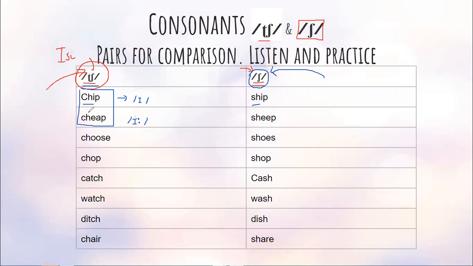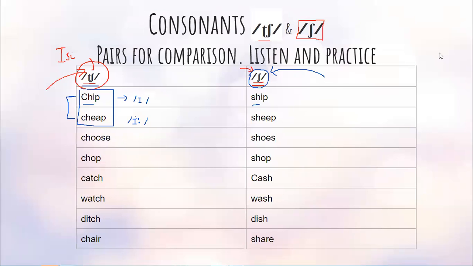Cheap. Yes, okay. Now again, this one and that one, please. Cheap. Yes, better. Chip. Cheap. All right. So this is short I. It's like I, like ship. Chip. And this is E, cheap, and sheep. Okay, that's the sound. There's a difference in the vowel.